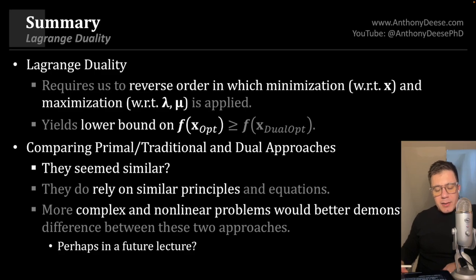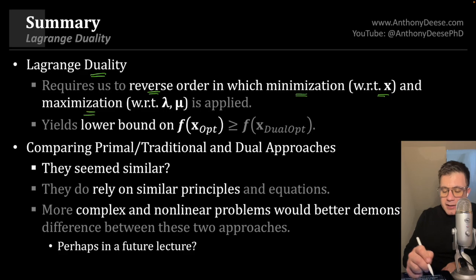So, quick summary here. I know this has already been pretty long, so I don't want to spend too much more time on this. But Lagrange duality, right, requires us to reverse the order in which the minimization with respect to x and maximization with respect to mu and lambda is applied. Okay, we went through, we derived all that, we showed how that was implemented. Now we know that when we reverse that order, the resultant process yields a lower bound on the optimal value of f.